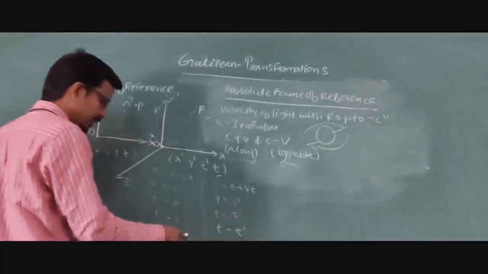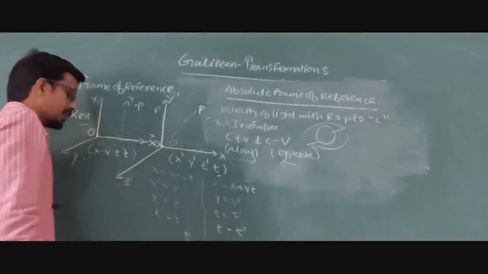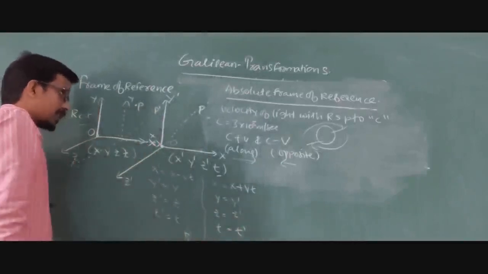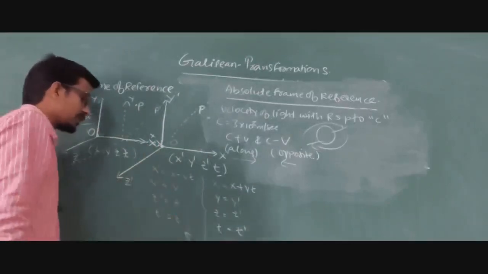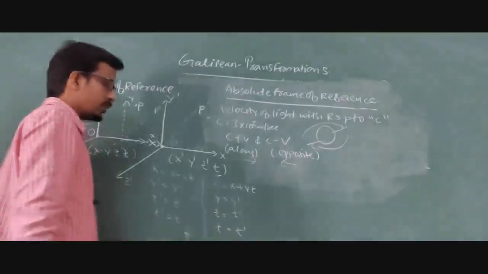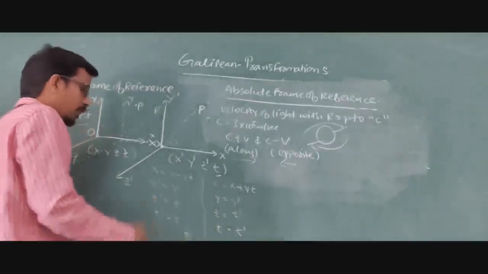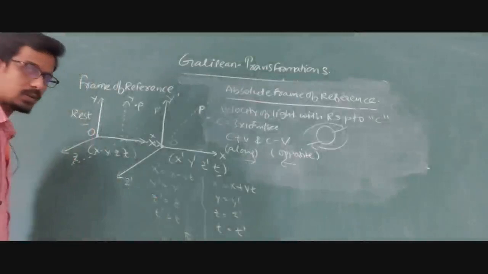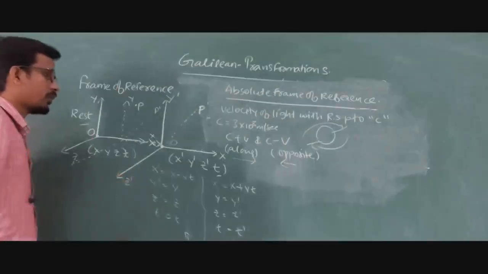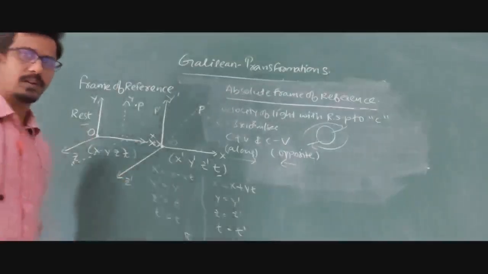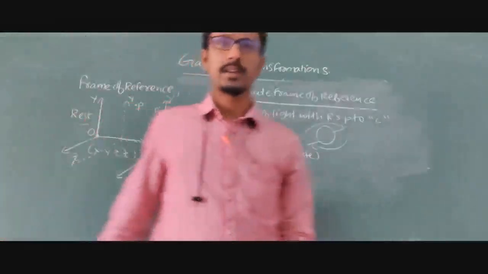So what happens? We have transformed coordinates from one to the other. This is called the inverse transformation, which means we are doing the reverse. So the position coordinates and time coordinates are changing from one frame of reference to another frame of reference. Understood? That is the second concept.